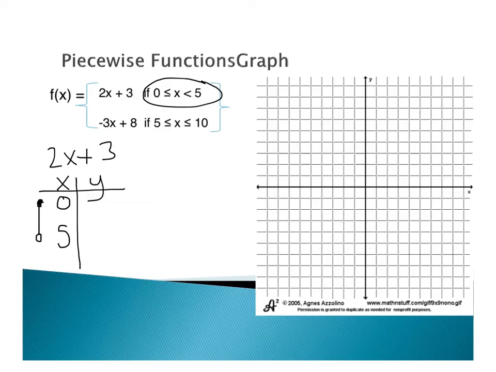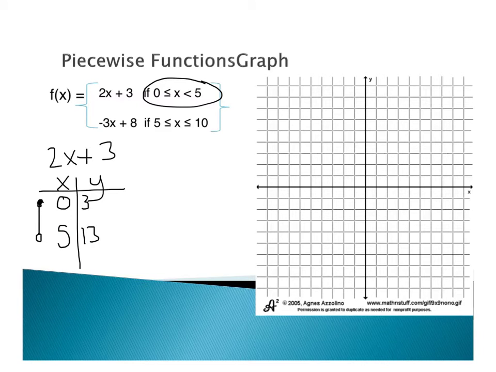Let's find our y-coordinate now. How do we find our y-coordinate? Well, I can take this 0 here and I can plug it in for my x. When I do that, 2 times 0 gives me 0, and 0 plus 3 gives me 3. Now let's do the same for the 5. So when I plug 5 in for x, 2 times 5 is 10, plus 3 is 13.